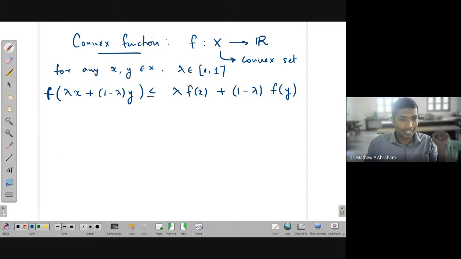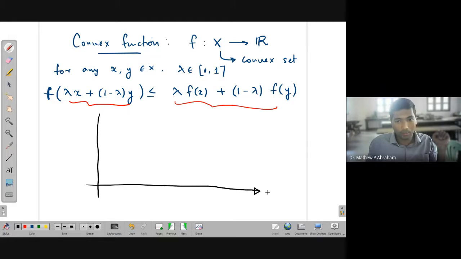So what does this mean? This part is actually saying a line between x and y. What does this mean? This is actually a line between f of x and f of y. So I'll try to demonstrate with a figure, so it will be more clear for you. I'll consider the one-dimensional case, and this can be extended to any dimension. So here x is the decision variable, and f of x is the objective function, and this objective function needs to be convex. That means it has some shape, something like this.